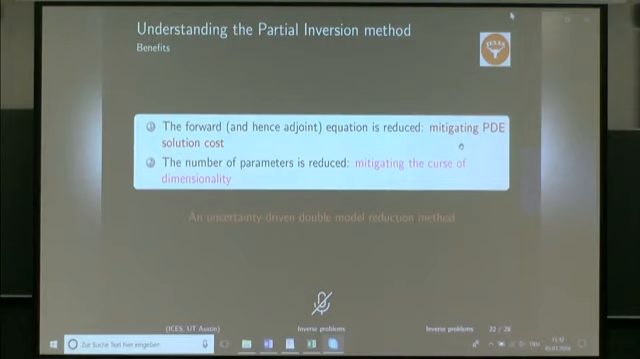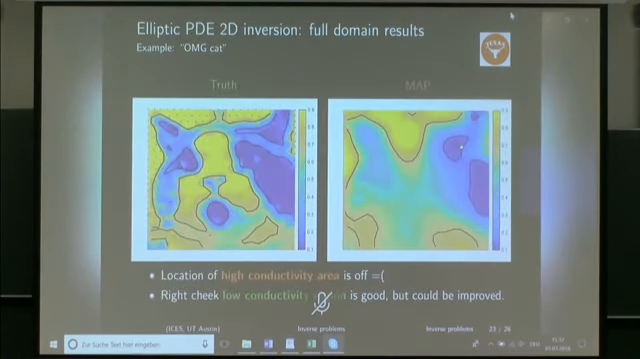But it's nothing more than domain decomposition, with a tweak in applications, especially in inverse problems. Okay, so bear with me. By doing that, we can cut down the number of states and the number of parameters. Then we can move to some of the examples.